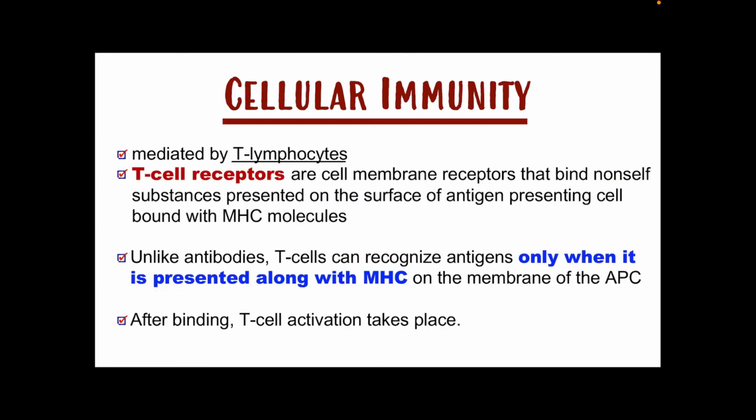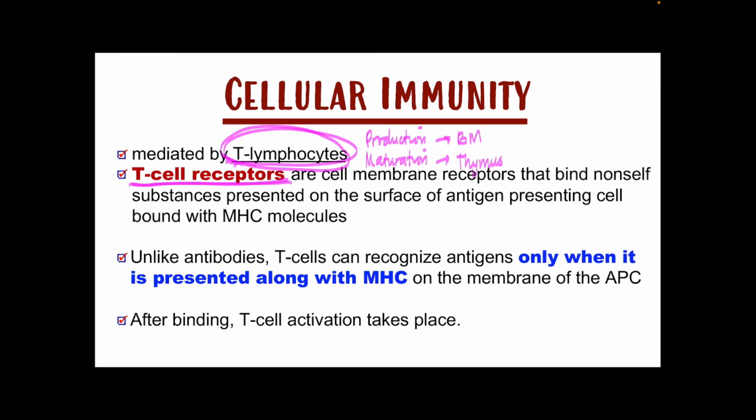Now, how about cellular immunity? This one is mediated by T lymphocytes that arise from the bone marrow and mature within the thymus gland. Let me just emphasize that. Again, the production site of these T lymphocytes is in the bone marrow, but for maturation, it is in the thymus gland. After maturation in the thymus gland, these T lymphocytes will express a unique antigen binding molecule, which we call the T cell receptors.